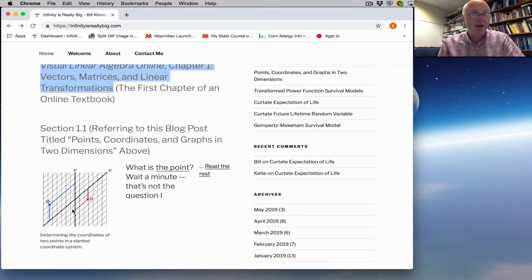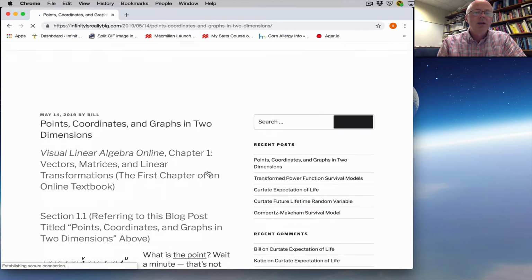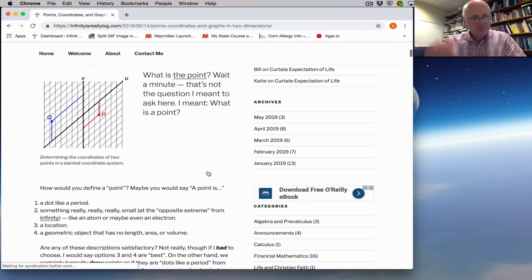It might not be clear why. It probably definitely is not clear why. Ultimately, as we go through the sections of this book, you're going to see why slanted coordinate systems are useful. Okay? They correspond to helping you solve problems. So let's go through this blog post.